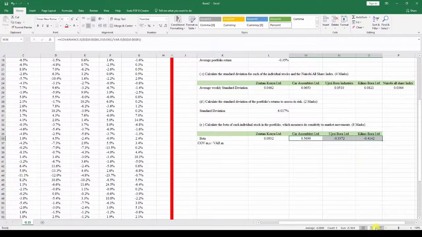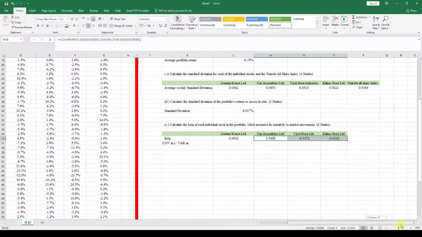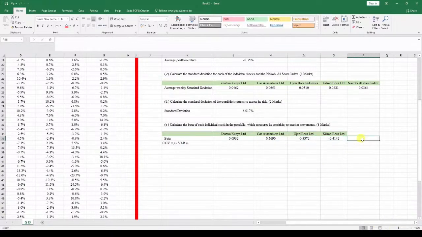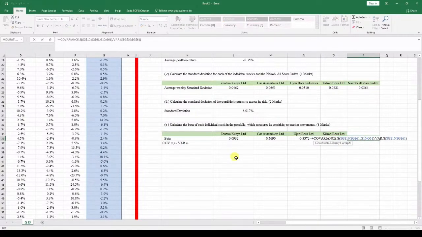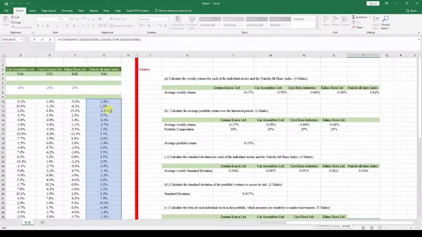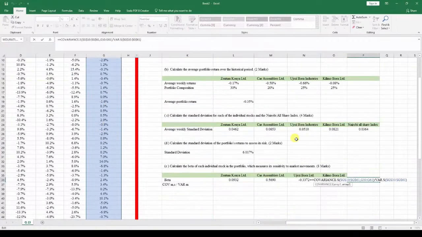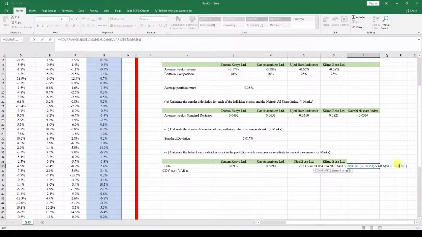But let's see if we're actually doing the correct thing. We want to prove that if we pull it towards the right, we are going to get a beta of 1. You can see we already have a beta of 1. Beta of the market is always 1, because it's covariance of the market against the market divided by variance of the market. We always have that value being 1 there.